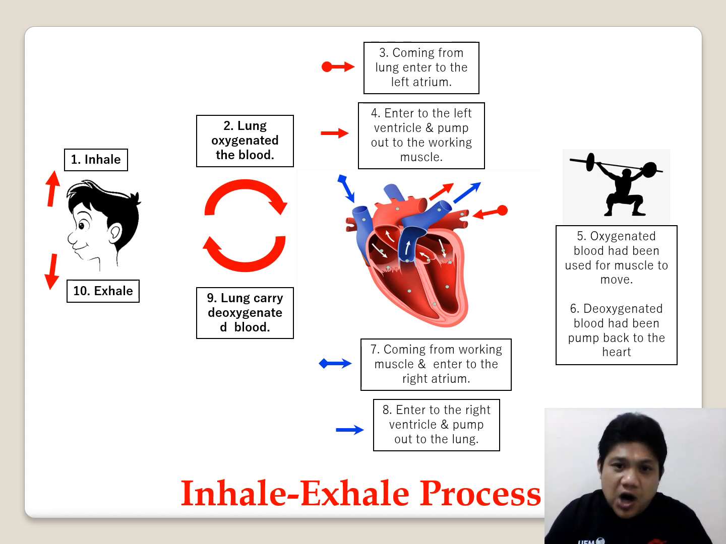Process number 5, the oxygenated blood is used by the muscle to move. Process number 6, deoxygenated blood is pumped back to the heart. We go to process number 7, coming from the working muscle and entering the right atrium. Then process number 8, it enters the right ventricle and is pumped out to the lung. The lung carries the oxygenated blood at process number 9, and then we exhale at the end, process number 10.